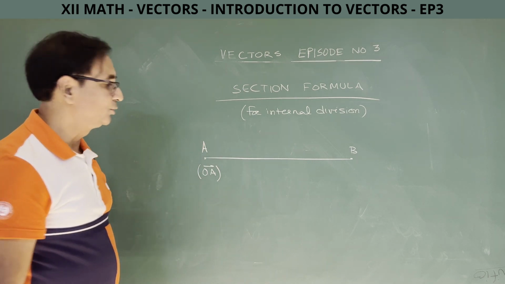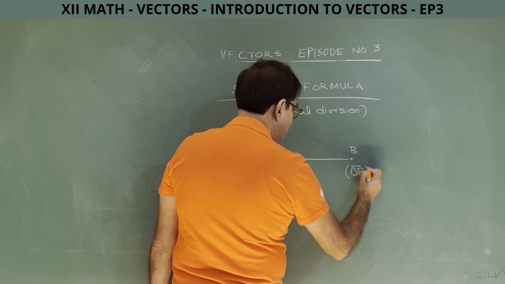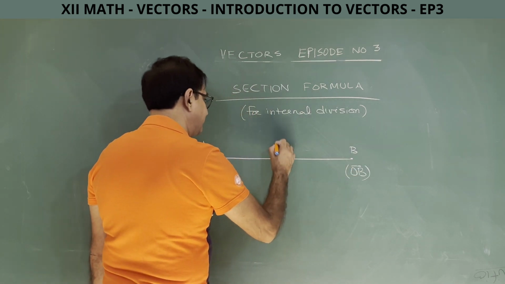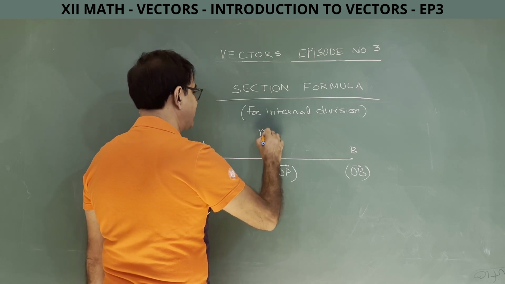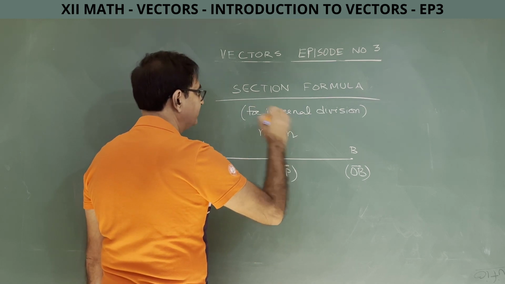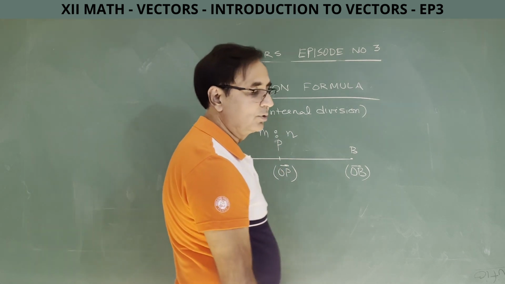to give to the position vector of A. And what will be the position vector of B? OB. Now, you want to find the position vector of point P. What will be the symbol? OP, which divides it internally in the ratio of m is to n. You have done this formula before also in lower classes as well as in coordinate geometry.